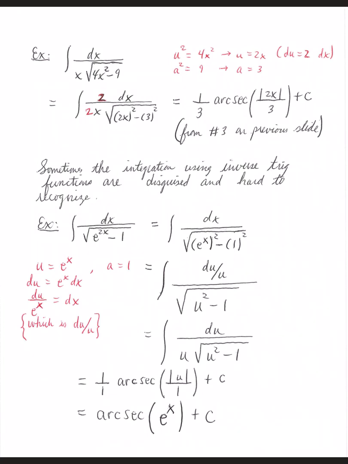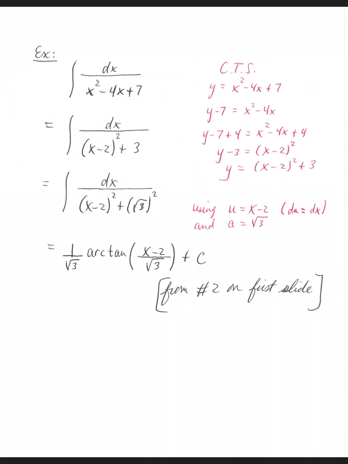We have 1 over a, which is 1 over 1, times the arcsecant of the absolute value of u, which is e to the x. Now, since e to the x is always positive, you can remove the absolute value. Dividing by 1 keeps it the same, plus C, and that gives us our antiderivative, or the indefinite integral.